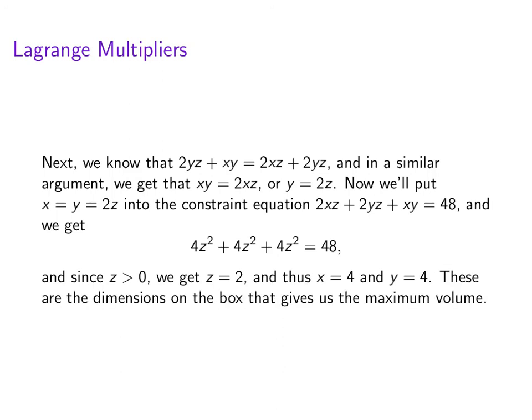These are the dimensions of the box that give us the maximum volume. That's what we were looking for. There actually is no minimum on this, because if you wanted to, you could make a box that was really shallow, almost no height, and you could get the volume as small as possible. So we actually only have one critical number, and it leads us to the maximum. Okay, that's all for now.